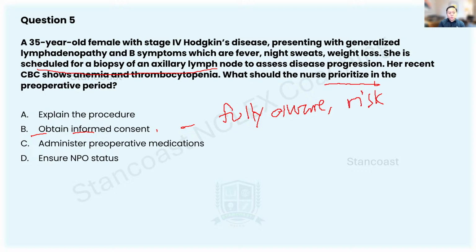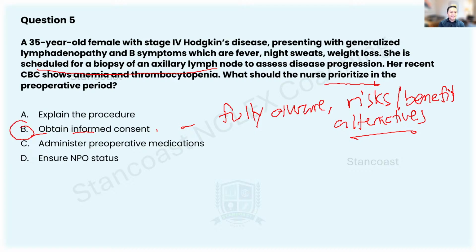Again, the risks, the benefits, and alternatives. So these are things that we need to talk with the patient when we are getting that informed consent. All right, so this is our primary responsibility. What about explaining the procedure? Well, primarily the surgeon will be doing the explanation, okay? We can also explain partly though, but it's not our primary action, guys.